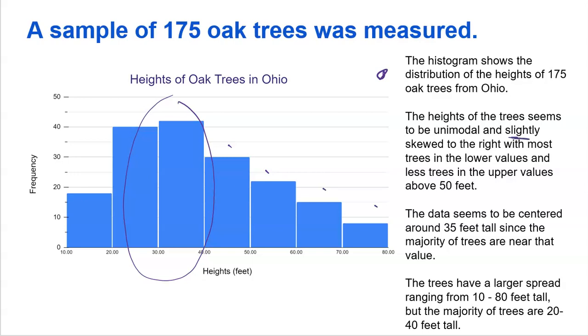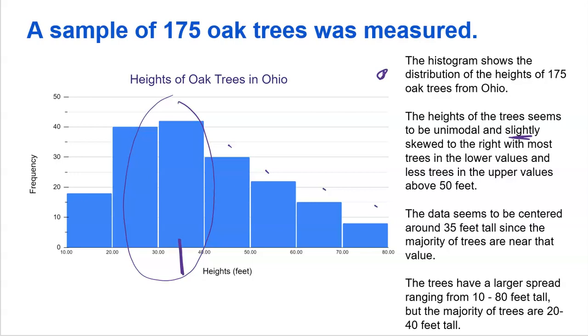Don't be afraid to use adjectives or adverbs to describe what's going on here as well. And I even emphasize, don't just say it's skewed right. Talk about what that means, right? So what I said was it's slightly skewed to the right with most of the trees in the lower values and not so many trees above 50 feet. Then I talked about center. I said this data seems to be centered around 35 feet tall since the majority of trees are near that value. 35 would be right around here.